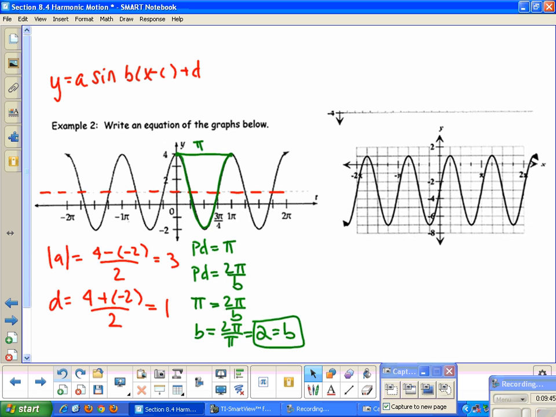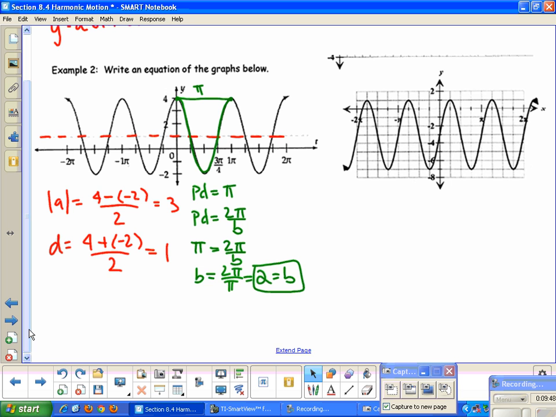For cosine, this graph would not have a phase shift because it's starting on the y-axis. So my equation for this would be y equals, and the cosine starting up, so y equals my amplitude, which is 3, times the cosine of my b value, which is 2, times my phase shift, which in this case for cosine I don't have one, and then plus my vertical shift, which is 1. So this would be the equation of my cosine graph.